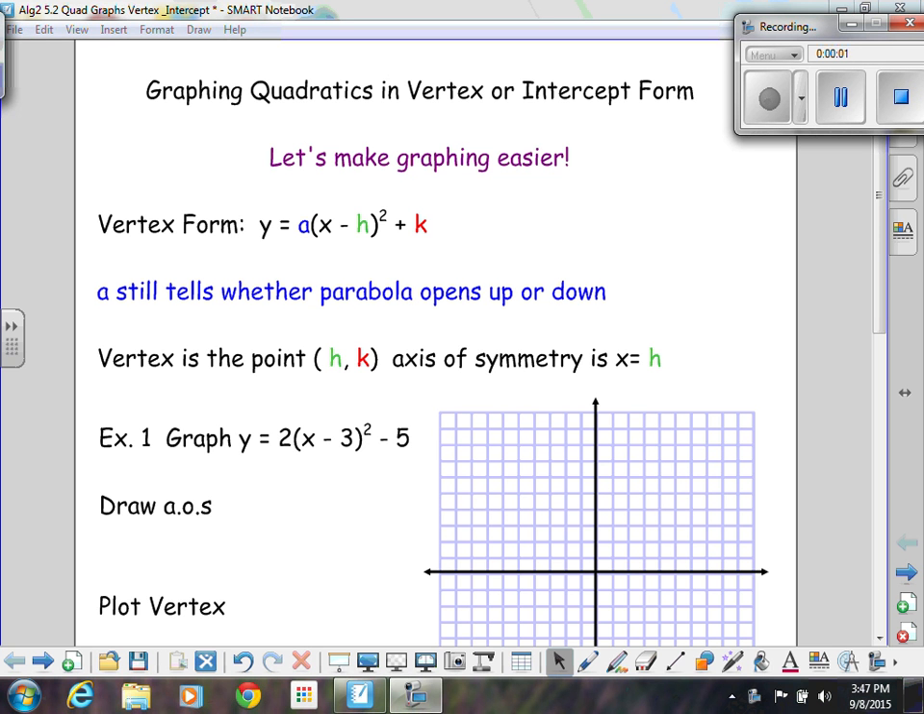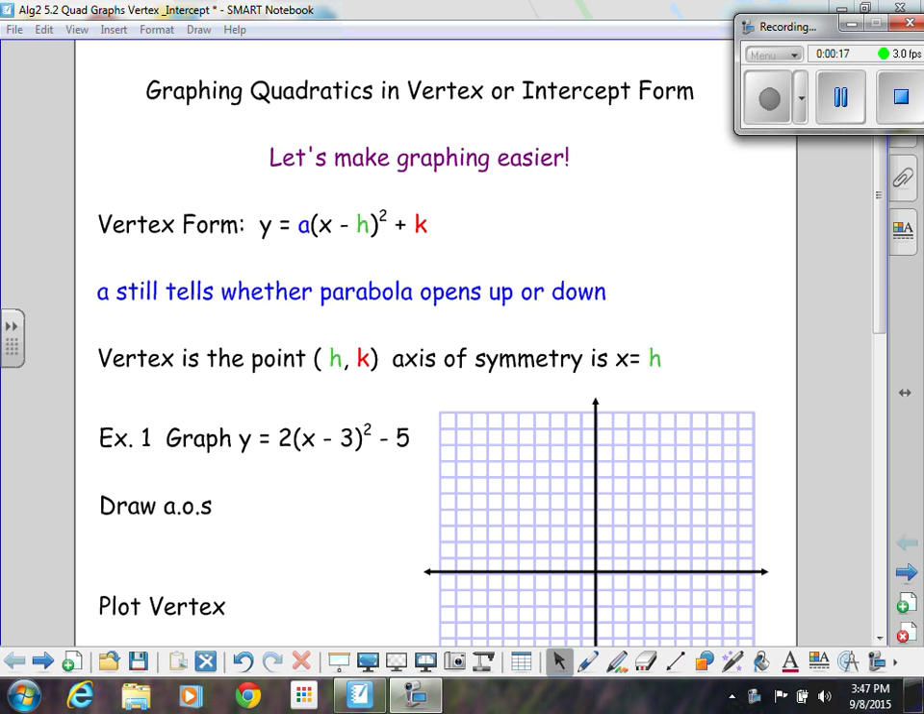All right, so now that we've discussed graphing quadratics from standard form, we're going to review how to graph quadratics from vertex form. You learned that in Algebra 1. And then I'm going to show you another form, intercept form, and show you how easy it can be to graph in that form as well.